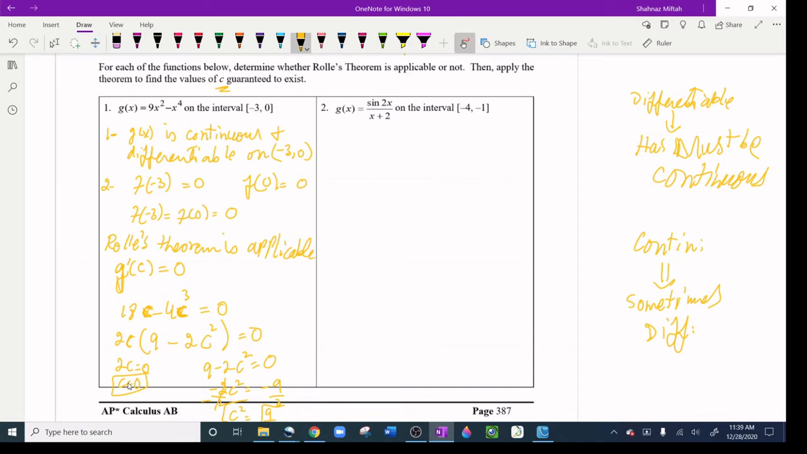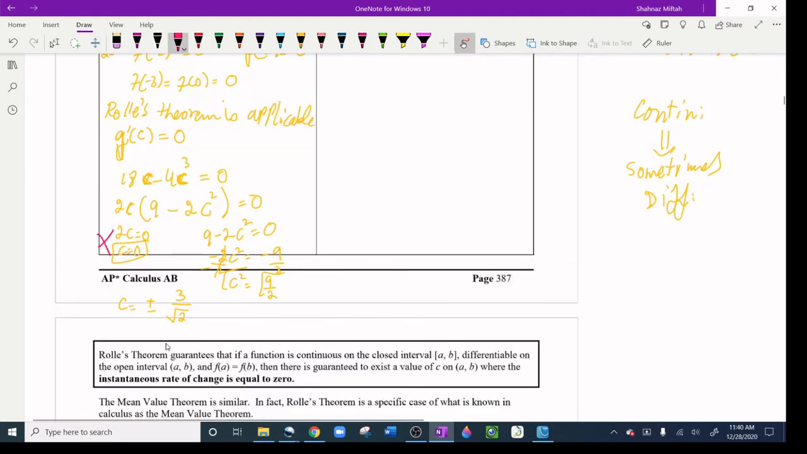Let's try positive 3/√2. Positive is not going to work between -3 and 0 because it starts at -3, then -2, -1, and then 0. There is no positive there. So positive is not working, but negative is going to work. So my c is equal to -3/√2. So that's my answer for the c. Let's try this question.